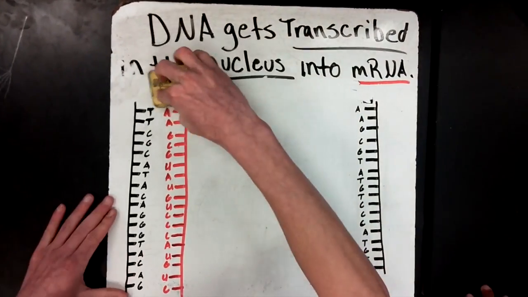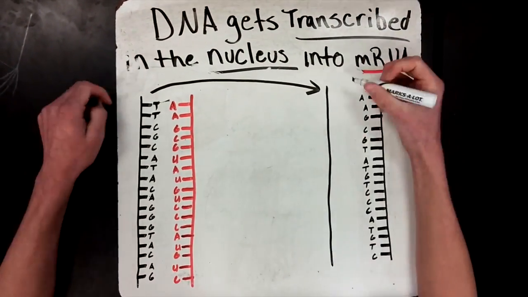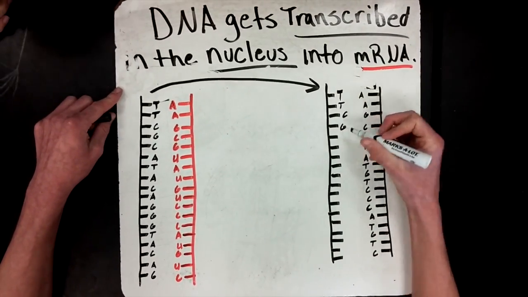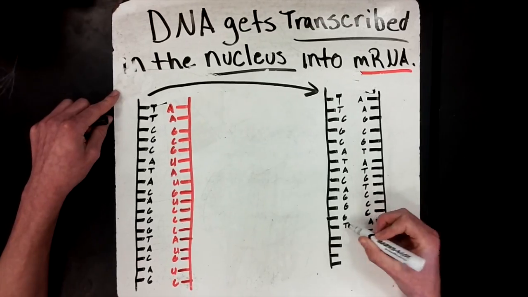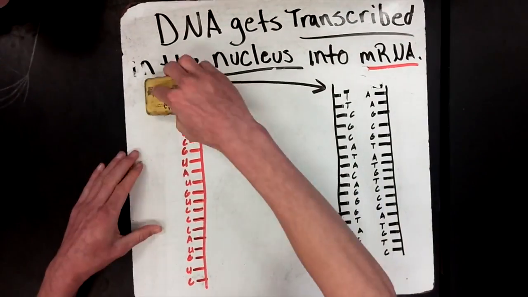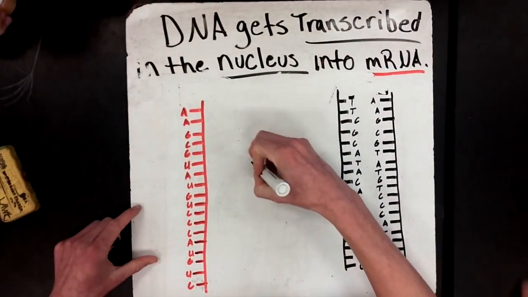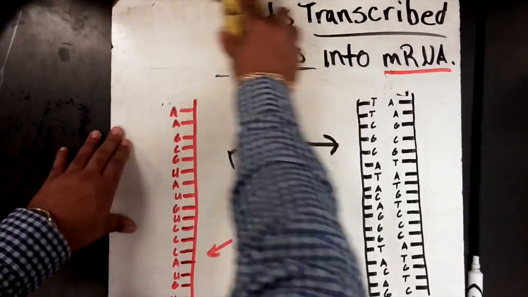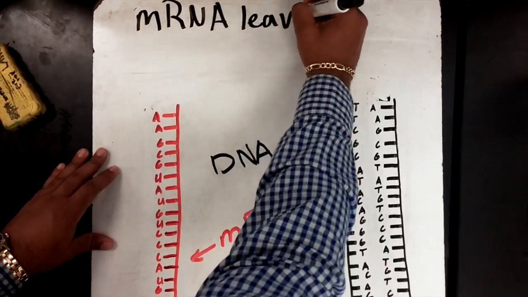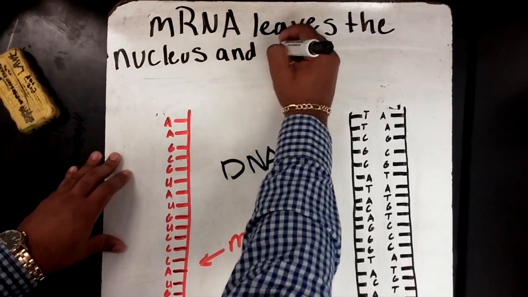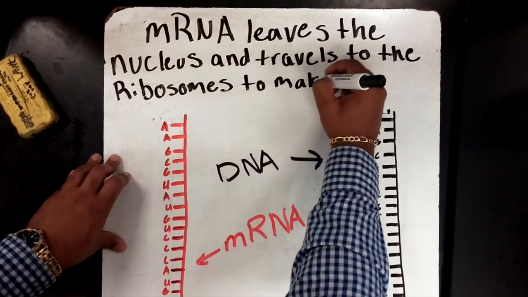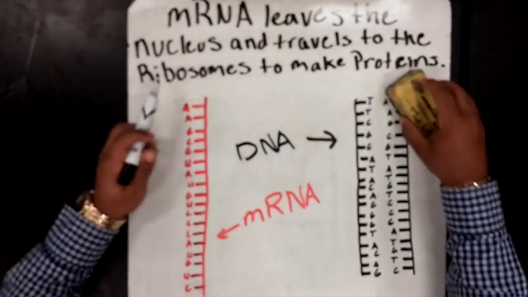mRNA will use one of the strands of DNA to template itself off of. With any T that is on a DNA strand, an A will form. With any C, a G will form. With any A, a U will form. And with any C, a G will form. This all happens in the nucleus of a cell. The mRNA can then leave the nucleus to create proteins, to start the process of translation.